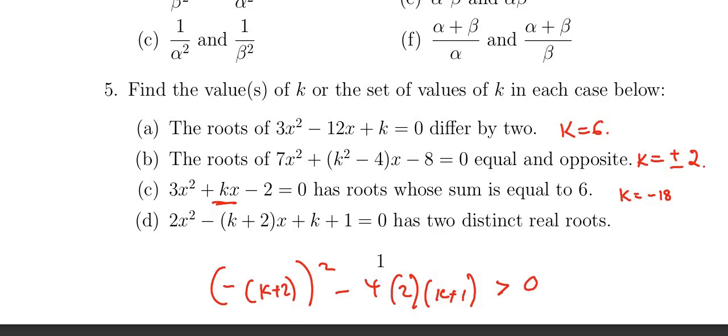Yeah, so here it's going to be a range. So here k must belong. Remember they said values, right? So k must come from negative infinity to 2 minus 2 root 2. Then union from 2 plus 2 root 2 up to positive infinity. That will be the range of values here.